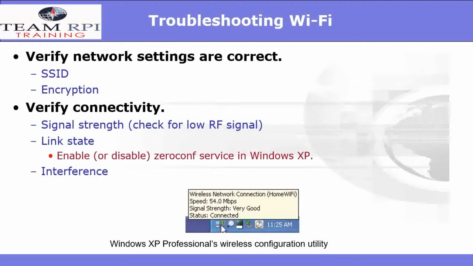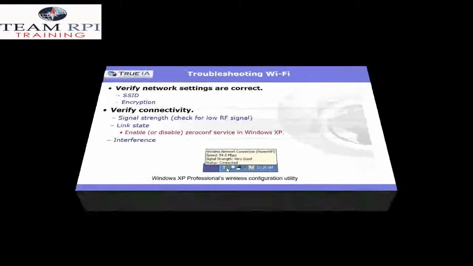Next, you should verify that the network settings are correct. Do you have the correct SSID, and are you set to the proper encryption? Then verify overall connectivity. Look at the signal strength and the link state of the wireless device. And then, of course, try to identify any sources of interference, like mirrors and other radio wave emitting devices.